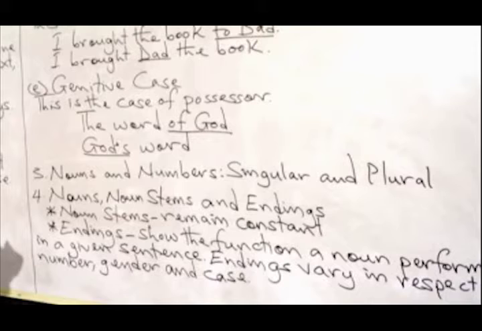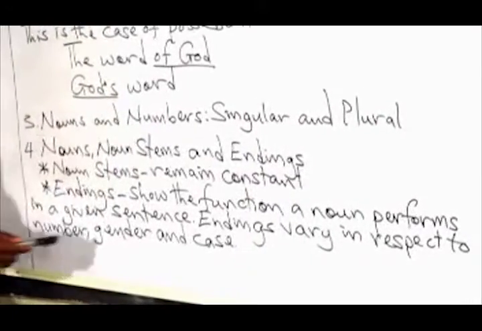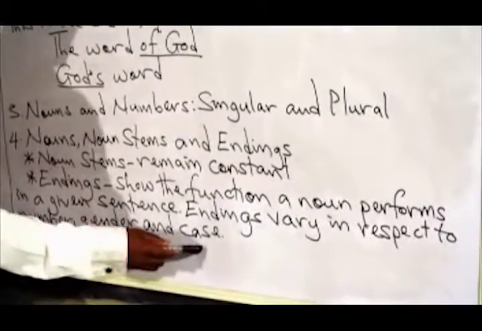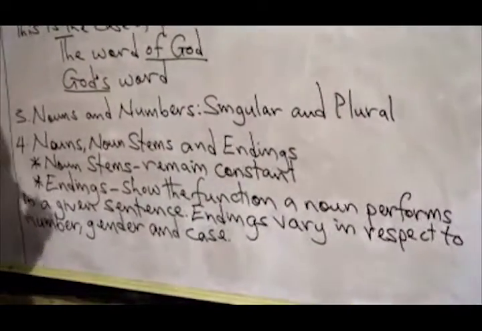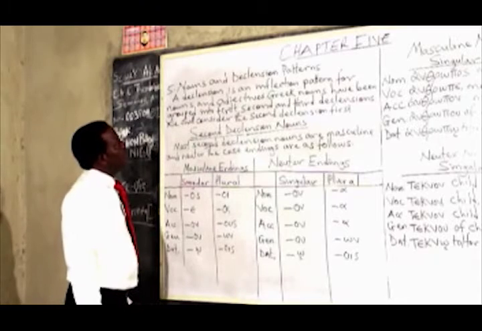Greek nouns can be anywhere in the sentence, but we use the endings to discover the function of each of the nouns. The endings vary in respect to number, if it is singular or plural, in respect to gender, if it is masculine, feminine, or neuter, and in respect to case, maybe it is nominative, vocative, accusative, genitive, or dative. Okay, the fifth characteristic of nouns.